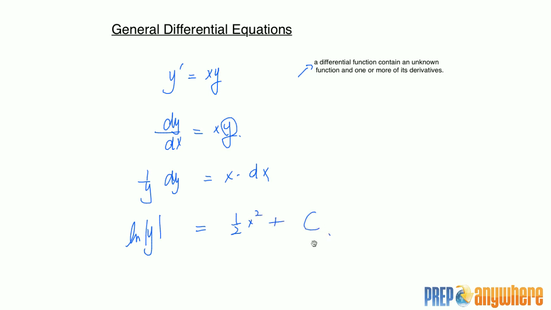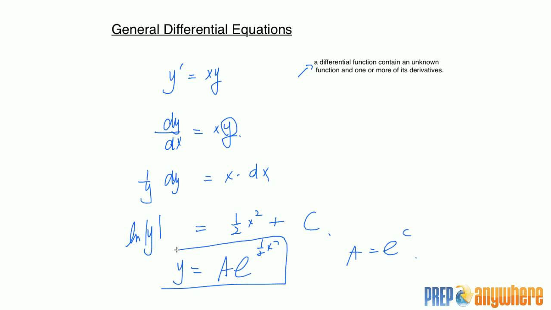If you isolate y, you get e to the power of half of x squared plus some constant. I'm going to write that as just a, where a is e to the power of c. We call this right here a solution of the differential equation.